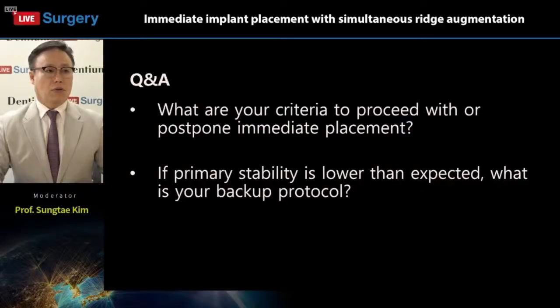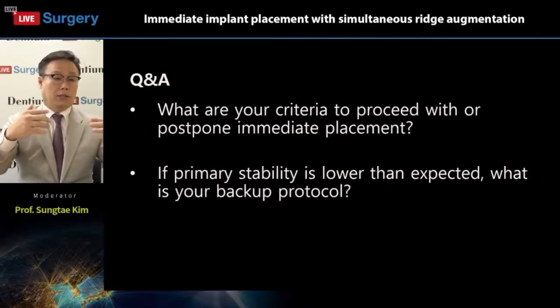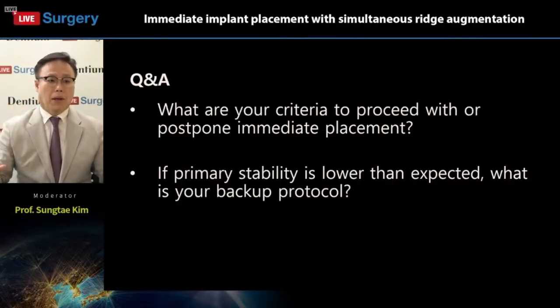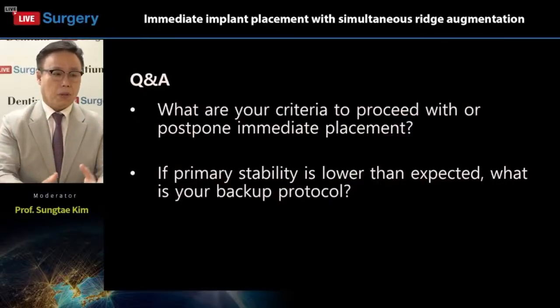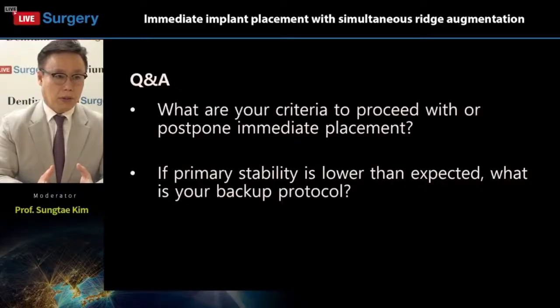It was a good question, and I hope you can get a lot of lessons from my live surgery. I'm not telling you that's the only way we can do the immediate implant placement and simultaneous bone graft. There are several different ways. You can apply the staged approach. You can open the flap, do retro augmentation, place the implant and wait. There will be another possibility for the surgery.